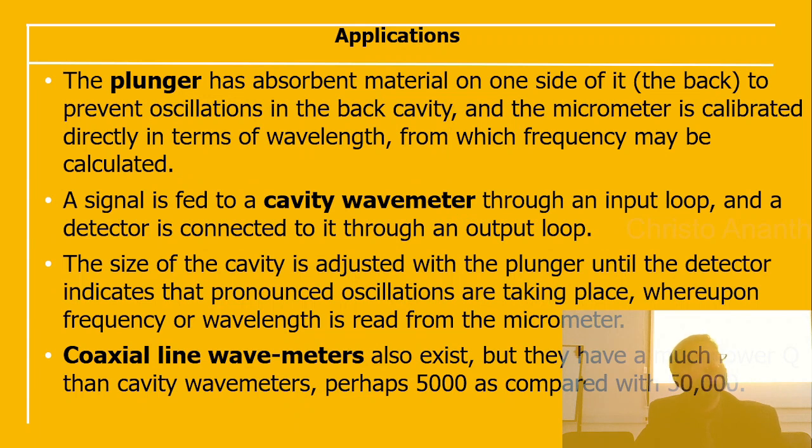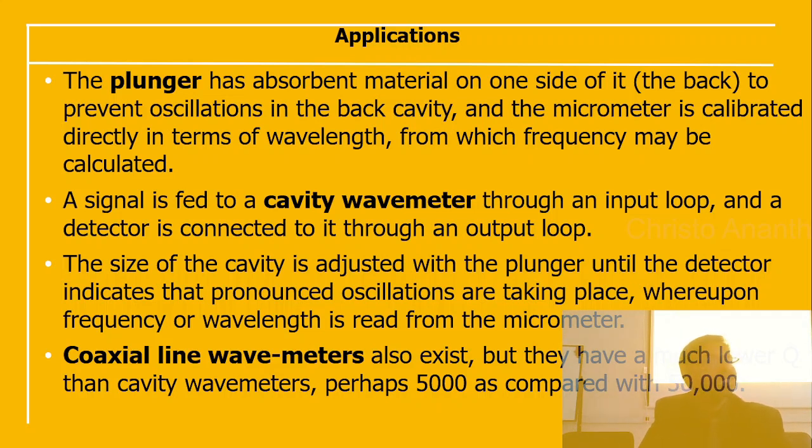So here the plunger has an absorbent material on one side to prevent oscillations in the back cavity, and the micrometer is actually calibrated in terms of wavelength, from which the frequency can be calculated. So here the signal is fed to the cavity wave meter through the input loop, and maybe a detector is connected to the output loop.